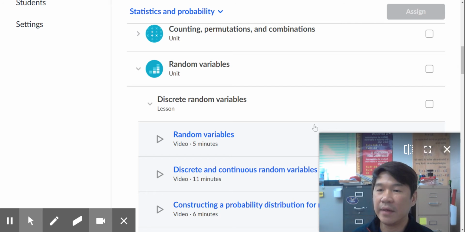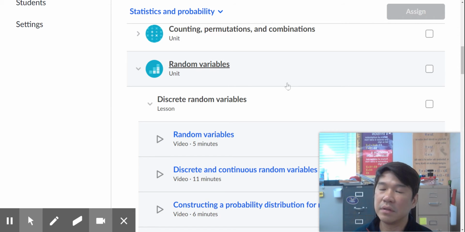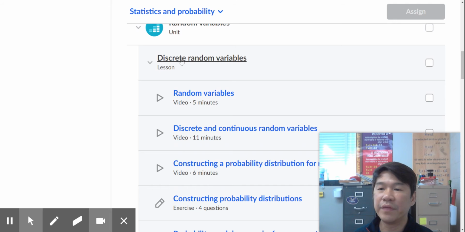So today, I just want to talk about the new unit, Unit 9 on random variables. Look at this, random variables. The very first lesson is on discrete random variables.